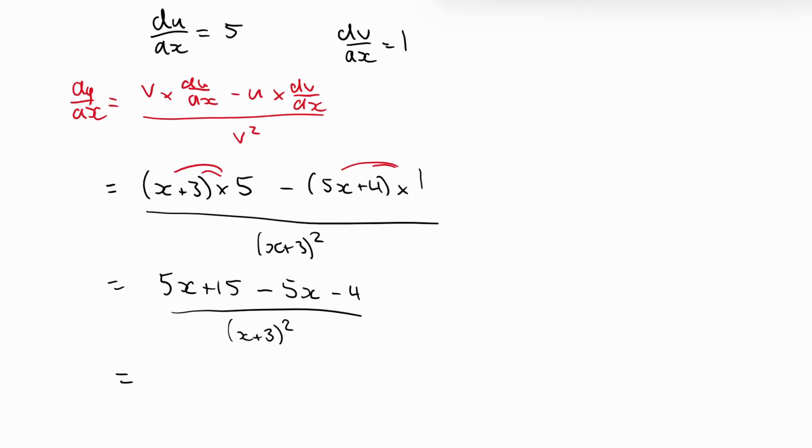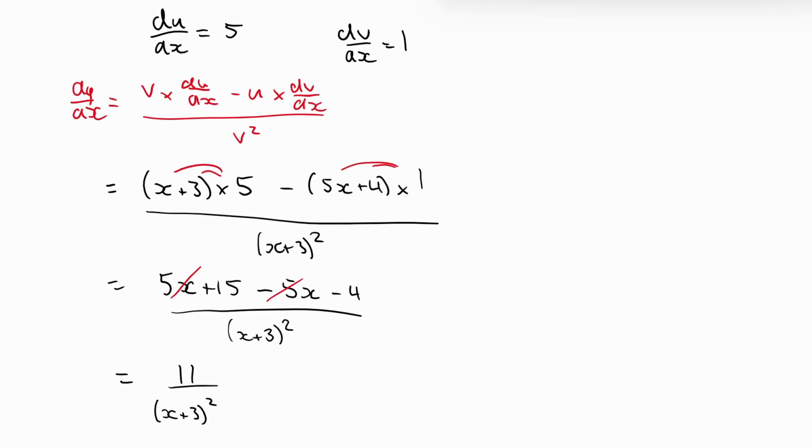So down here, the 5x cancels out that 5x. So 15 take away 4 over x plus 3 squared.